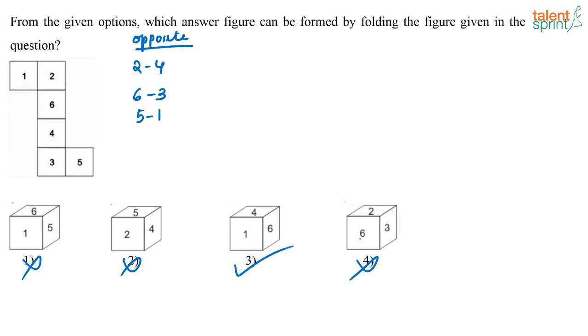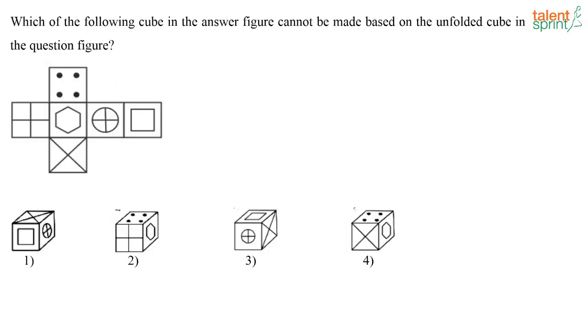Okay, so this way if you solve, it is very easy. So whenever you have such questions, just write down which are the opposite faces. You will have 3 sets, right? 3 sets of opposite faces. Once you write that down, just check with the options and you can eliminate the wrong answers. Next one. Which of the following cube in the answer figure cannot be made based on the unfolded cube in the question figure? So again, for this question, let us write down the opposite faces.